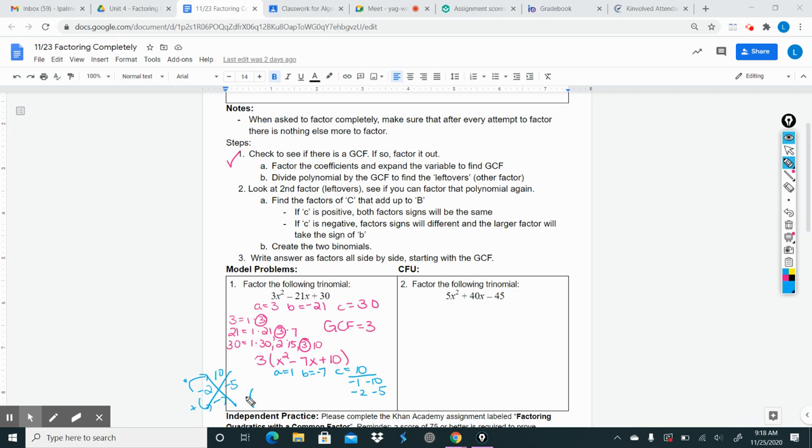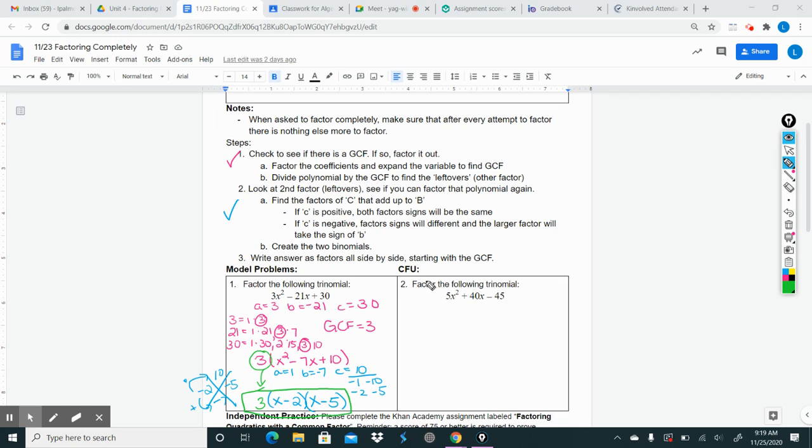So now we're going to create our double binomials, and the only way to get x squared is x times x, and we pick up our factors, negative 2 and negative 5, and place them in the second position of our binomials. So step number 2 is complete. Then we want to write our factors side by side, remembering that we first had our GCF, so our GCF needs to be added to the front of our binomial set, and we have our final answer of 3 times x minus 2 times x minus 5.